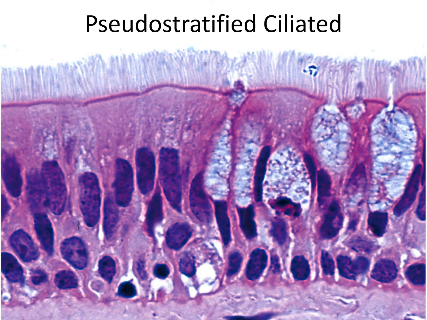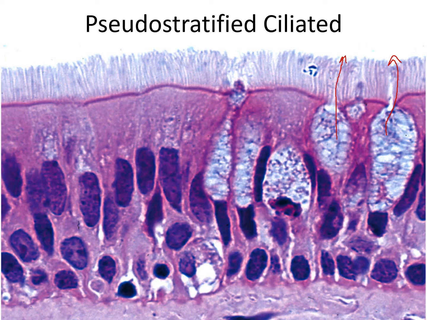Here's another nice image of pseudostratified ciliated epithelium. You can see that we've got cilia at the top and we've got these large goblet cells. And the goblet cells are connected to the surface and they will secrete mucus up onto the surface.